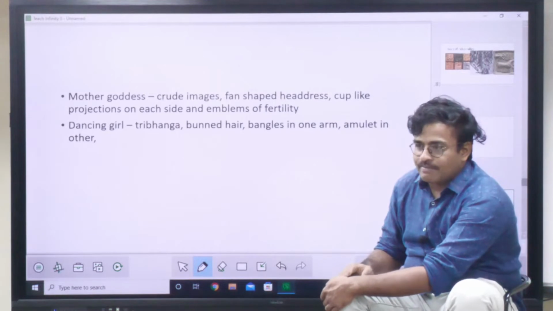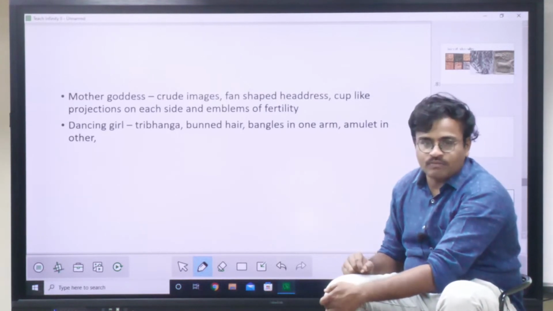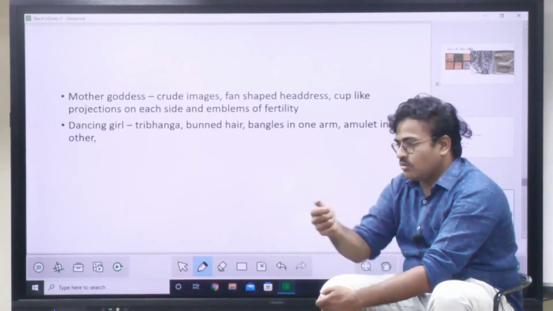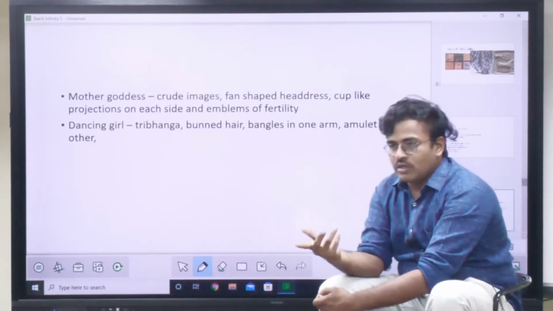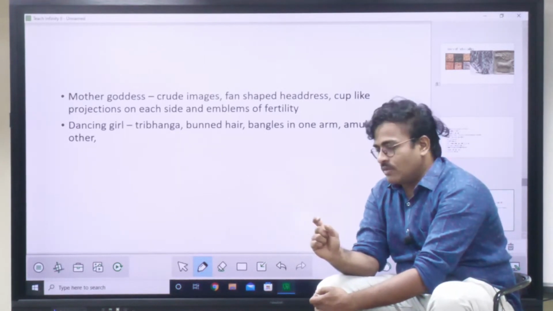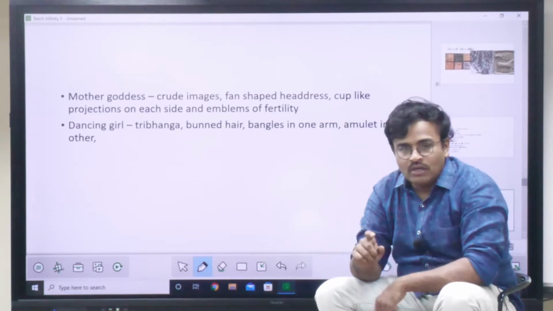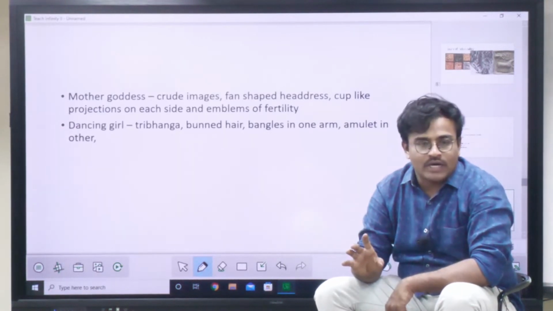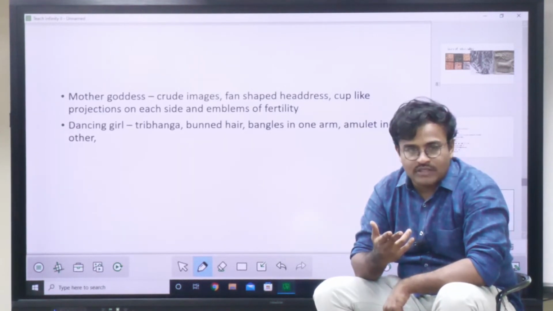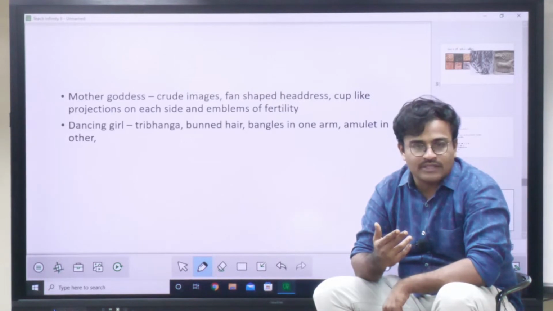Okay, I'm not sure of the headband. I have to see, because this is important. Open your phone and check the image of this dancing girl, because if the headdress is not there, then don't write it. I think in the art and culture book also there is a big image of the dancing girl.